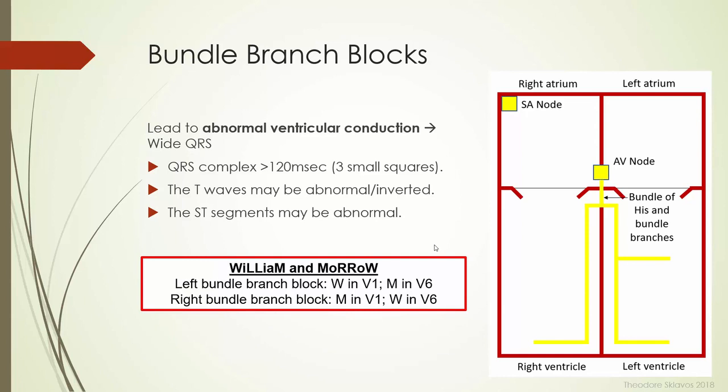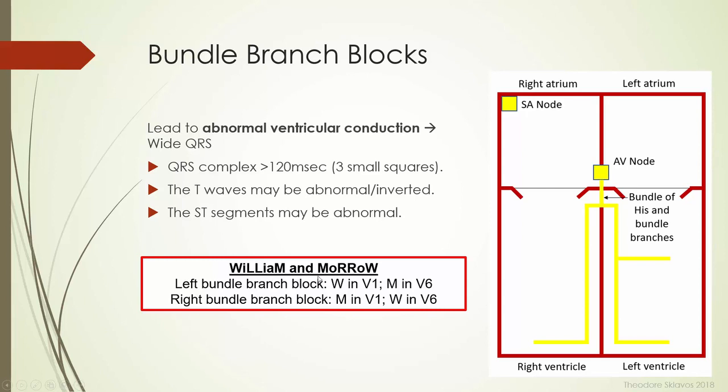So if you can remember William and Morrow, the word is meant to help you identify whether it's a left or a right bundle branch. The first part of the word corresponds to V1, the last part of the word with V6. So if you have a W shape in V1 and an M shape in V6, where you've got 2 L's in the middle of William, so it's a left bundle branch block.